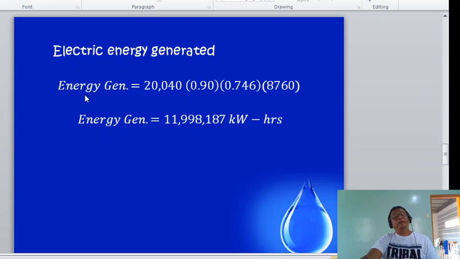For the electric energy generated, that is 2,040 multiplied by 0.9 multiplied by 0.746, changing this to kilowatts. So multiplied by the 8,760 hours per year, the energy generated is 11,998,187 kilowatt hours.